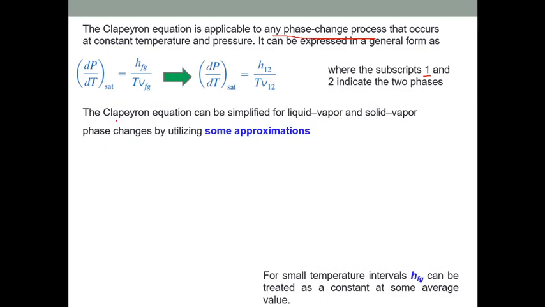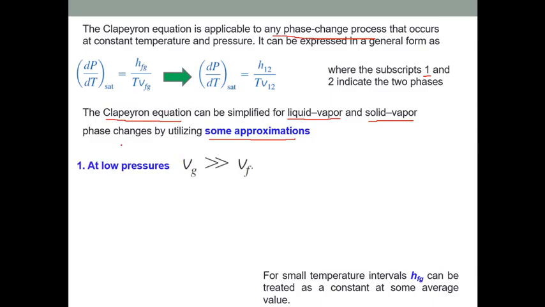Now we can further simplify this Clapeyron equation for liquid-vapor or solid-vapor, because that's called the sublimation process. This is another phase change process. This can be evaporation, right? And it can be condensation. So there are several phase change processes. We can further simplify the Clapeyron equation with some approximations. If we adopt certain approximations, we can further simplify this equation.